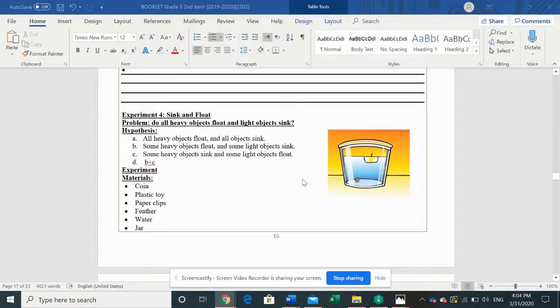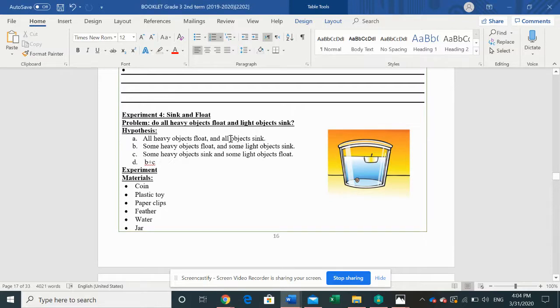Today we will do our experiment number 4, Sink and Float. So kindly please open page 16 in your booklet and let us do it together. What is our problem? Do all heavy objects float and light objects sink? Let us see. Our hypothesis, we will choose the correct answer. Take a look. All heavy objects float and all the light objects sink.